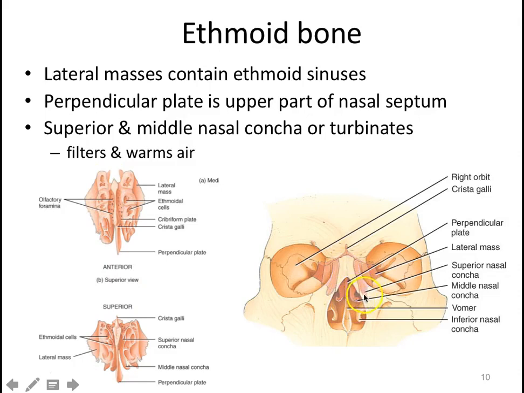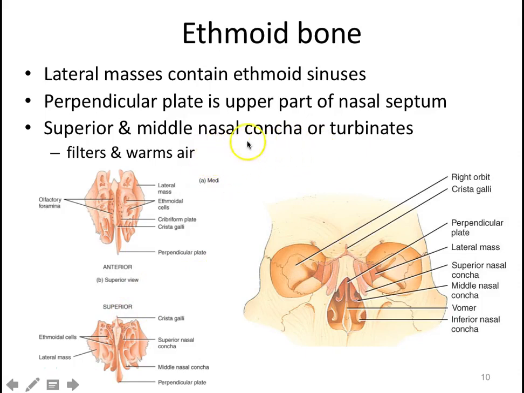Again, when you were looking at these in lab, you would not see the superior nasal concha because they're past where that nasal opening is, but they do exist. So the perpendicular plate makes up the top portion of the nasal septum. Middle nasal concha, and then here you can see that crista galli. Basically, that crista galli is important for attaching some of the meninges, the protective layers that cover your brain, which anchor into that.